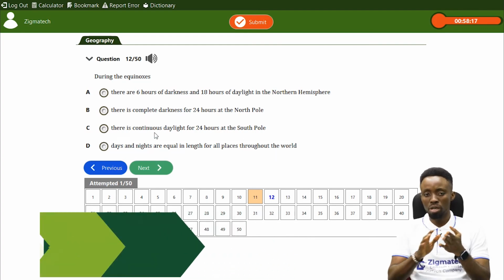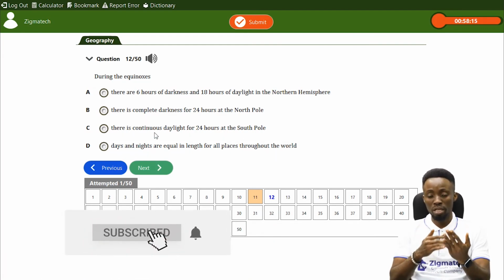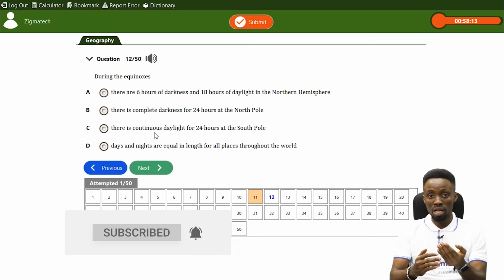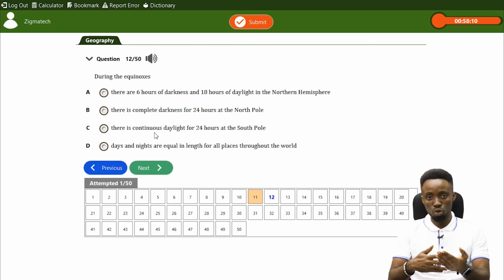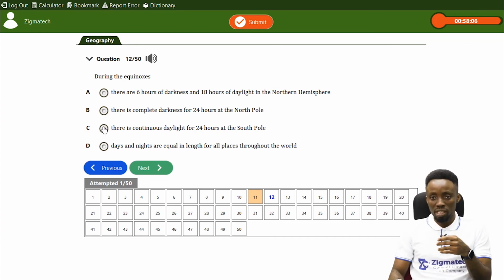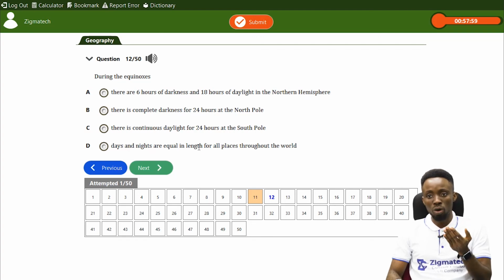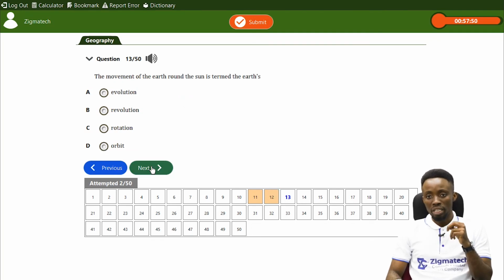Now, when we talked about equinox, I told you to simply put it as what? Equal day and equal night. So we have 2 equinoxes, the one in March and that of September. So when you consider these 4 options and you look at option D, it says days and nights are equal in length for all places throughout the world. That means the correct answer will be option D. And then let's look at the last question we have for this topic.